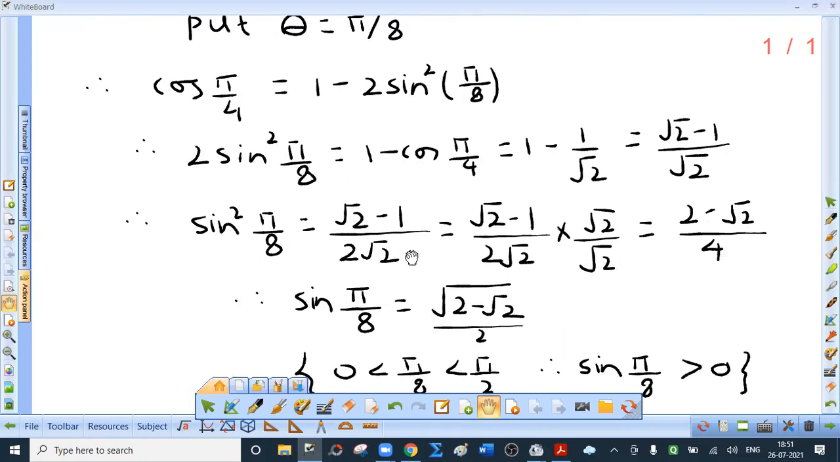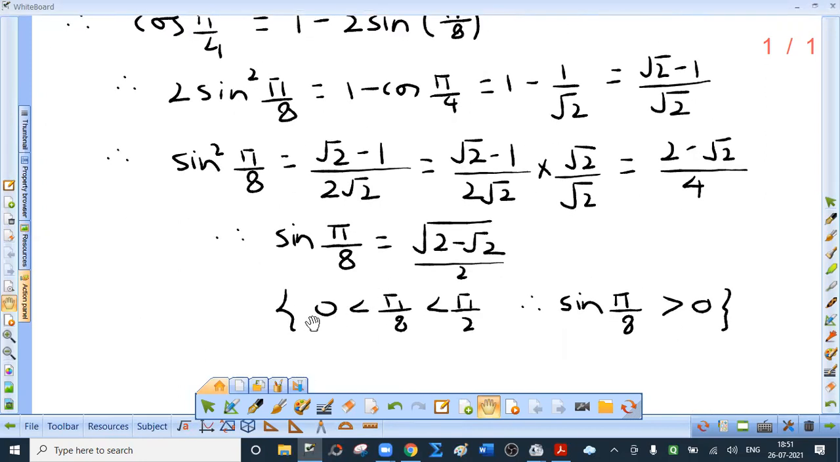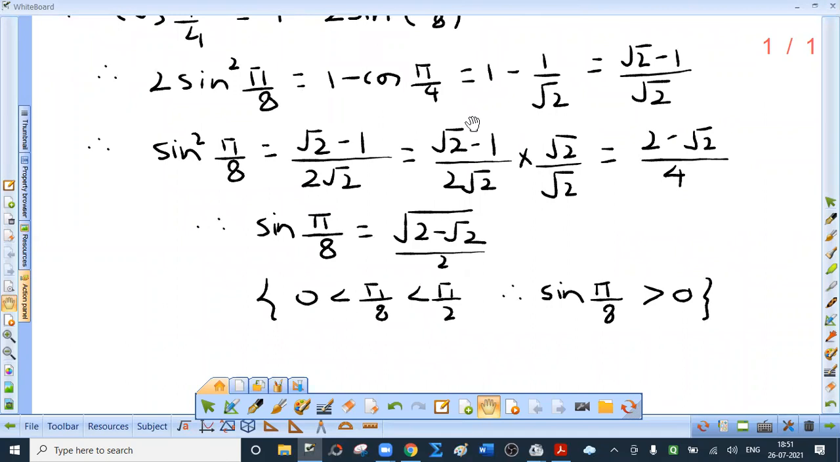So take roots. Why positive root? You have to mention the reason also. Pi by 8 lies in the first quadrant. So sine pi by 8 is greater than 0.